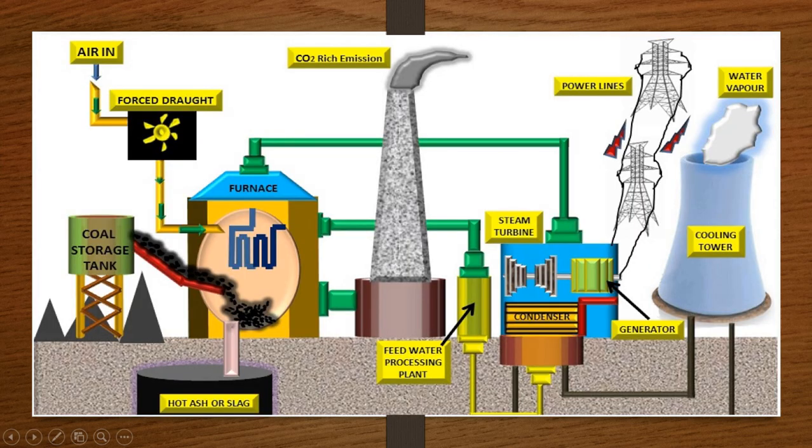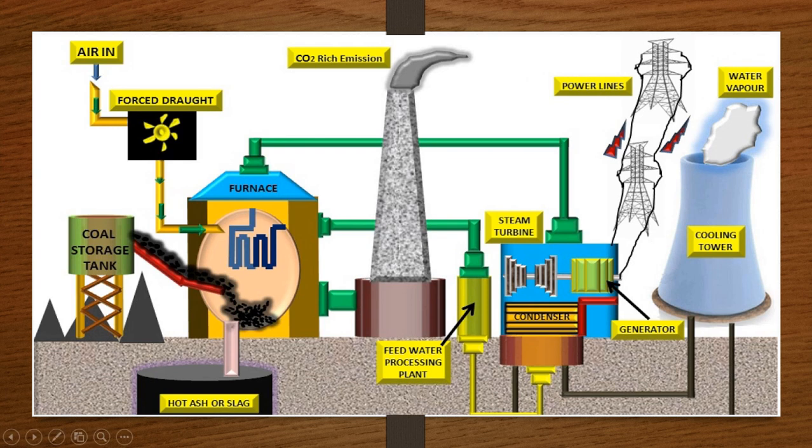So this is a thermal power plant. Before going to those schemes, first we have to know about this thermal power plant. Again, I will briefly explain this. This is the coal storage tank. From here we are taking the coal and burning the coal here, and while burning the coal it releases heat energy, and that heat energy we are going to use to boil the water.